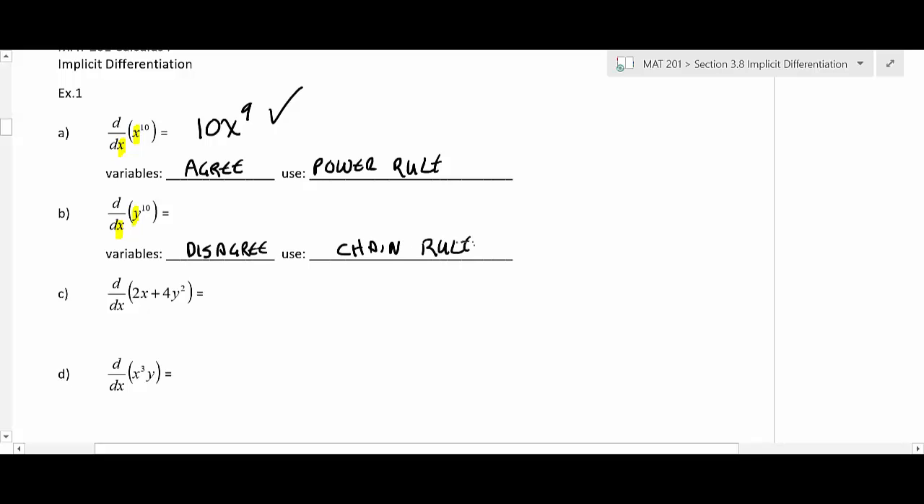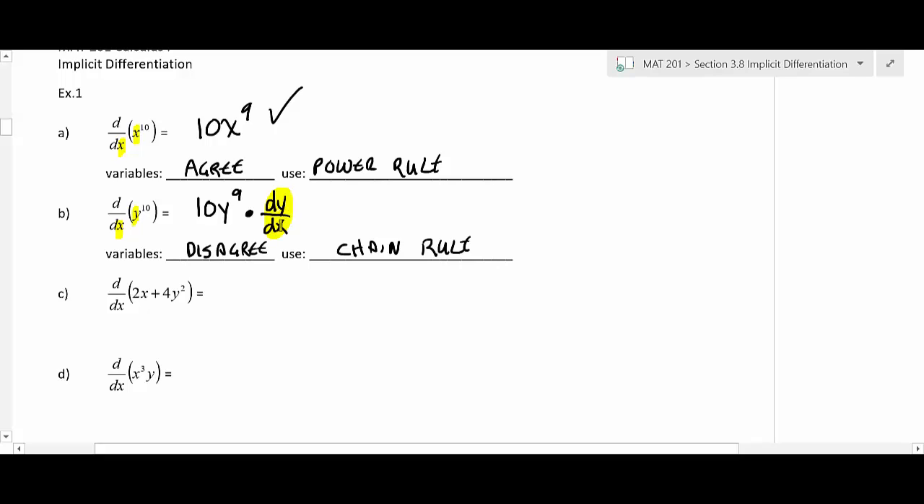And when you do this, you write your answer like this. Well, you go ahead and do the derivative of y to the 10th like you're used to. You say 10y to the 9th. But then you have to multiply by the derivative of y with respect to x. So see, when the variables disagree, you got to add that little piece in.